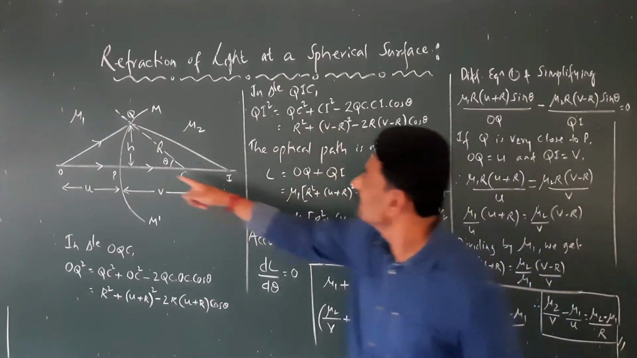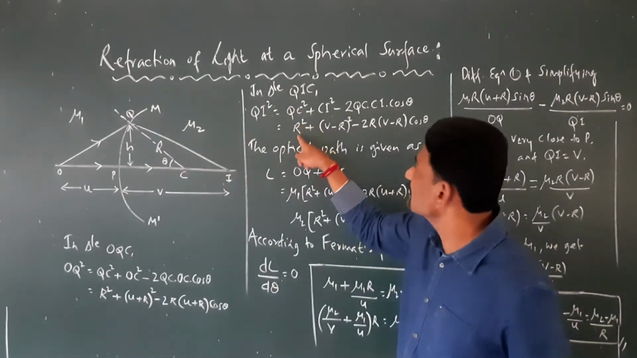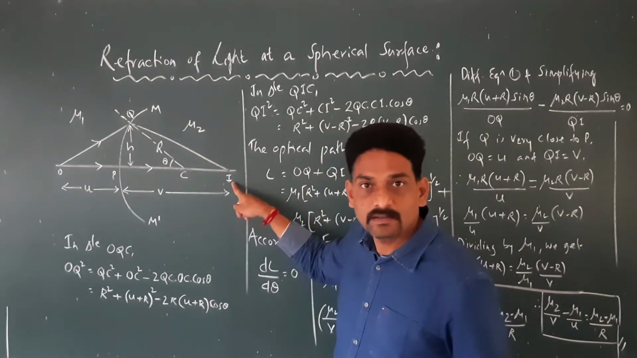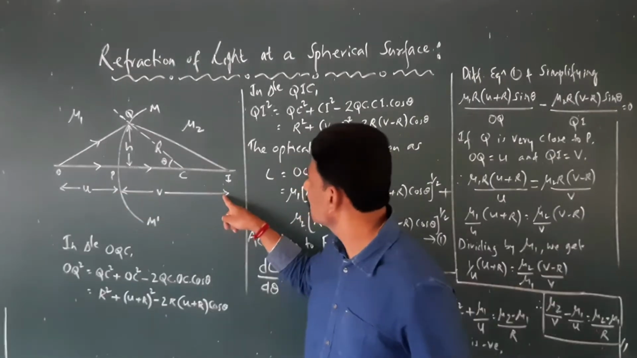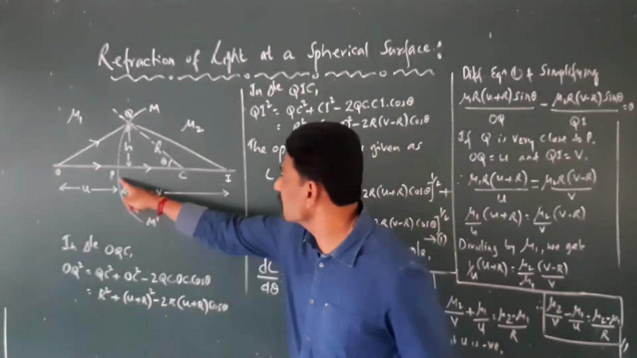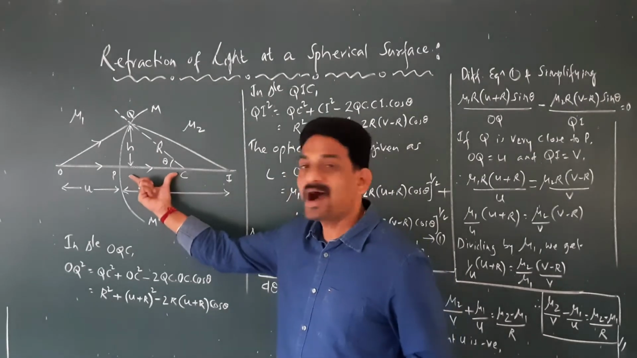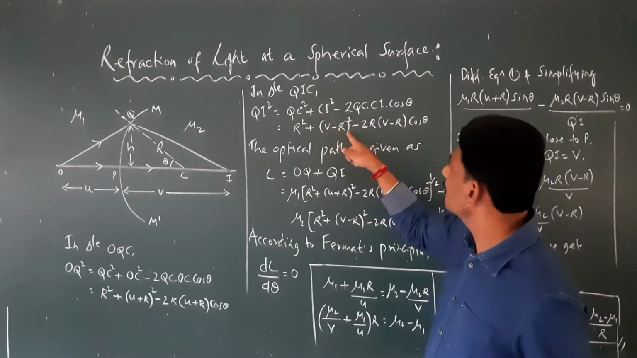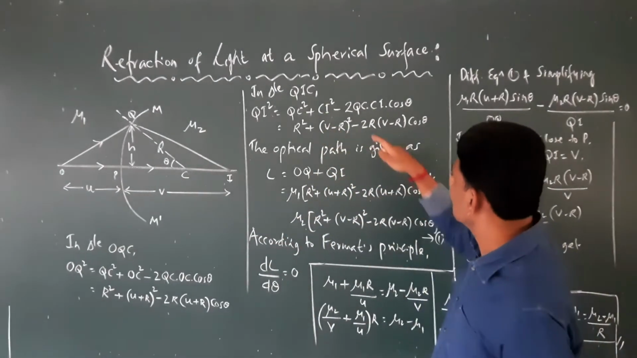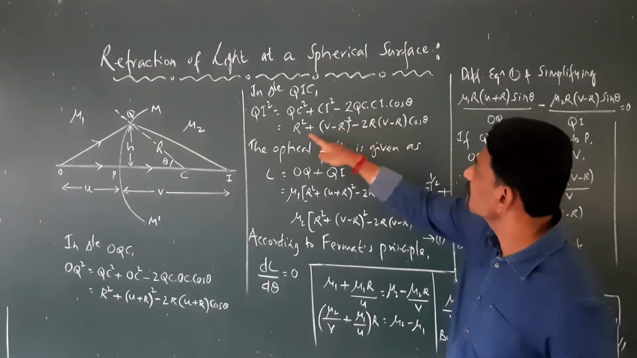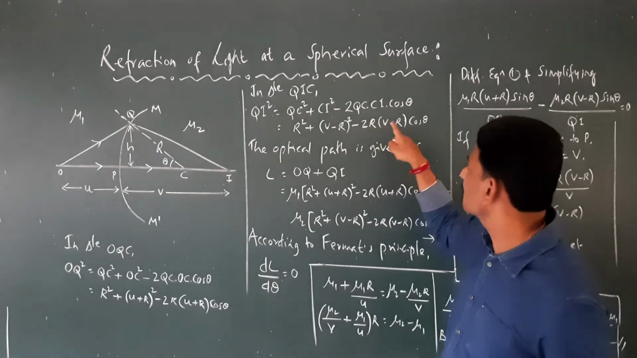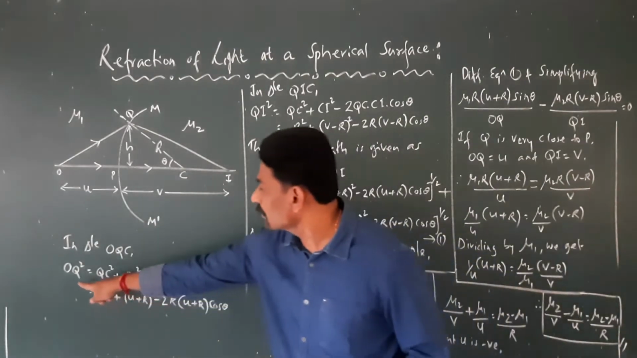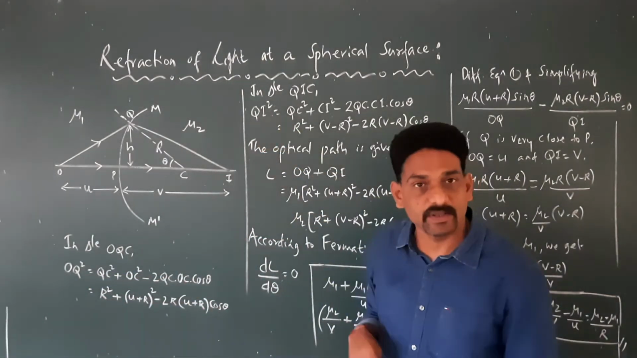But what is QC? We know QC is R, so it is going to be R square. What is CI? That is going to be this distance minus this distance. The distance from here to here is V, and this is R. Therefore, CI is going to be V minus R. Then minus 2 as it is, QC is R, CI is V minus R, into cos theta, right? So we have calculated the value of OQ square and the value of QI square.